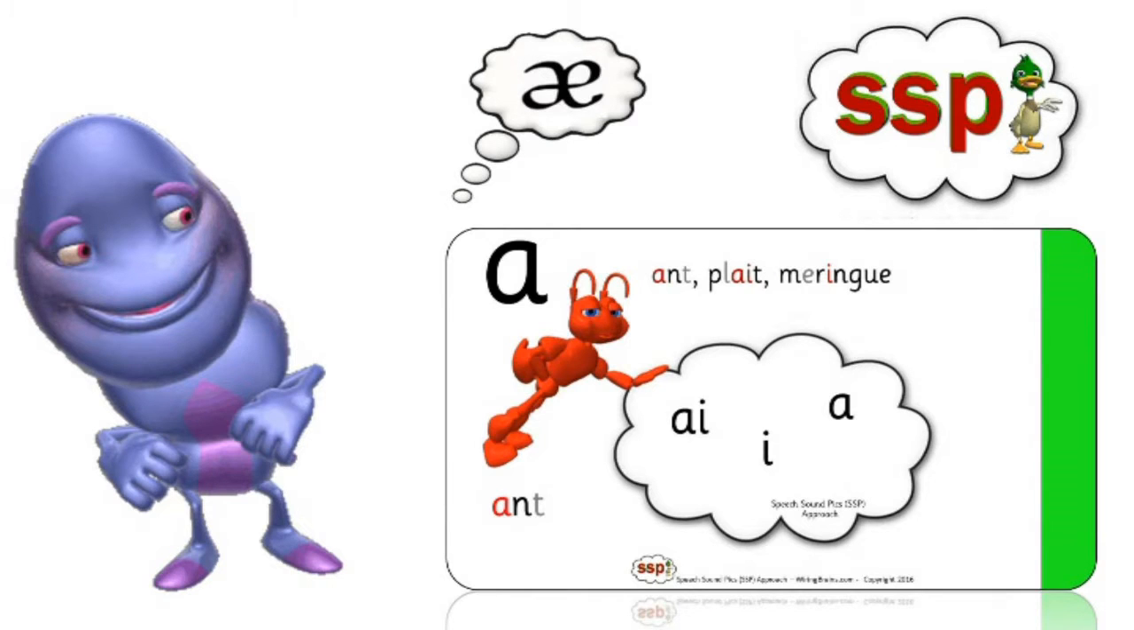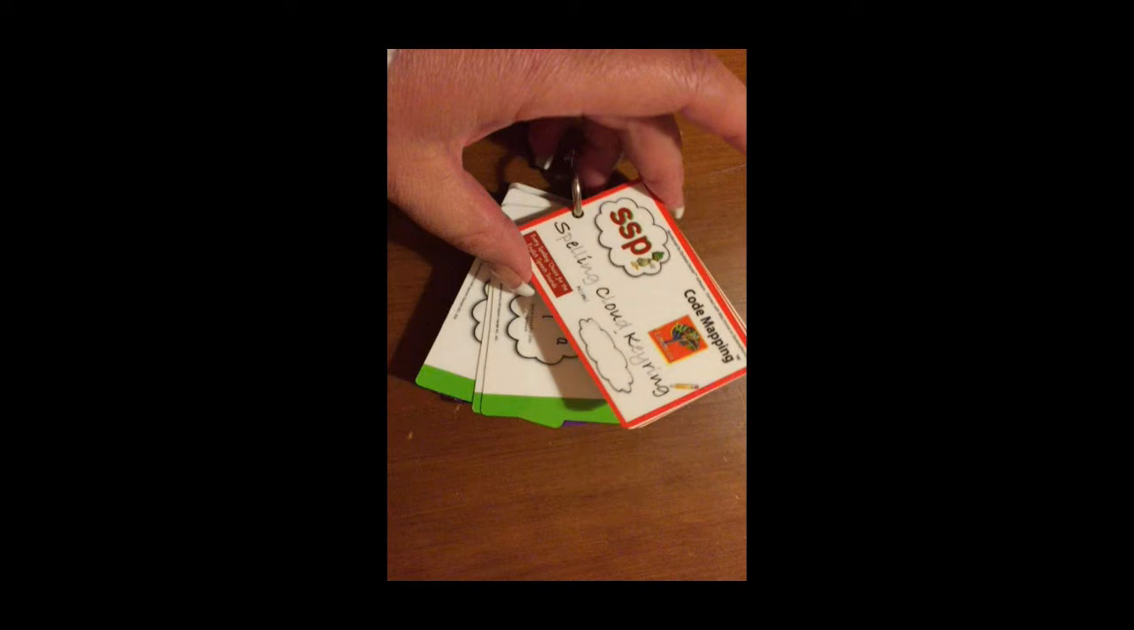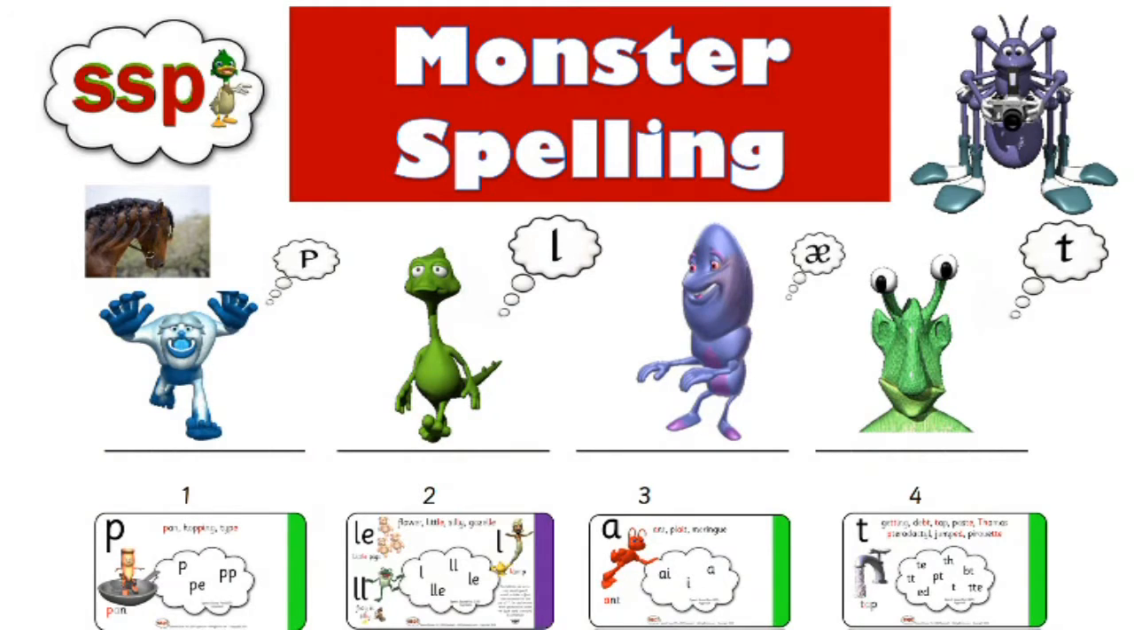Put the spelling monsters' clouds up on the walls, hang them from the ceiling, make them movable. Use the SSP keyring so they can carry the code in their pocket. If they can hear that speech sound in a word, they can look at the cloud and know all of the choices. Think of the word plait, 4 speech sound lines, and the monsters p, l, a, and t.